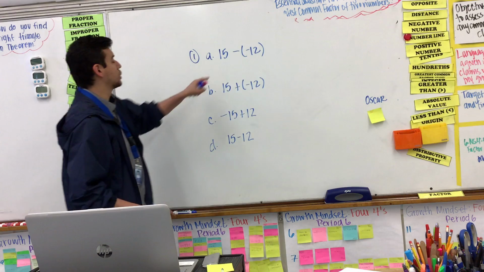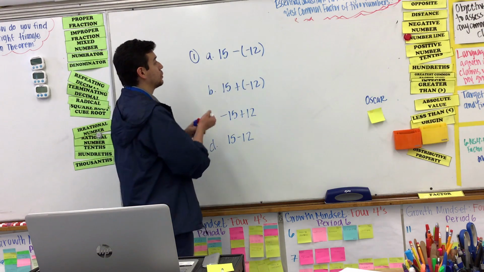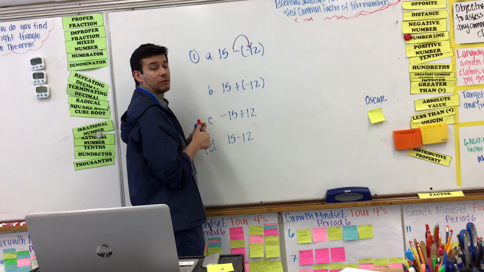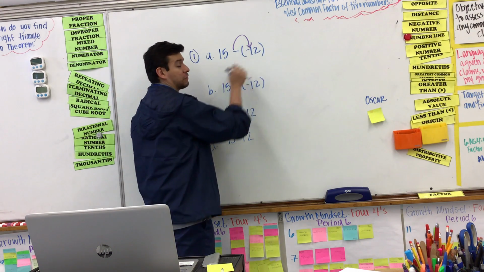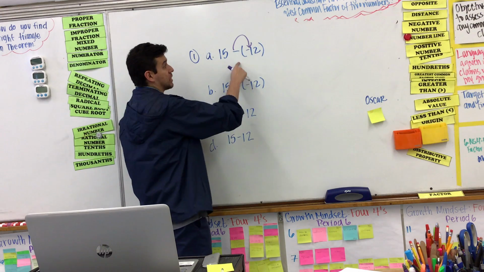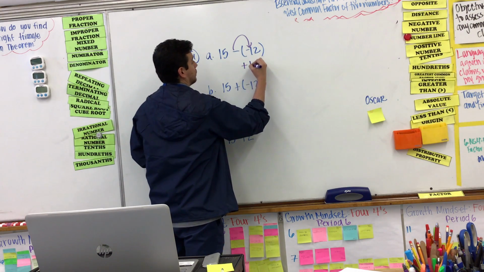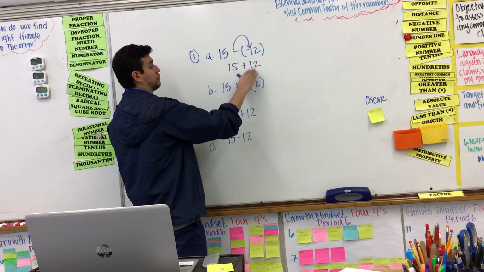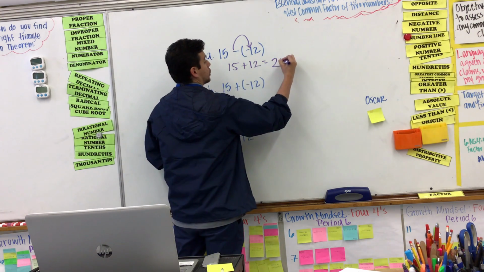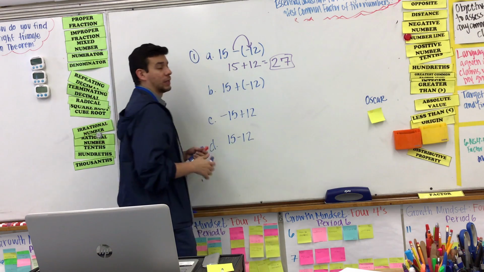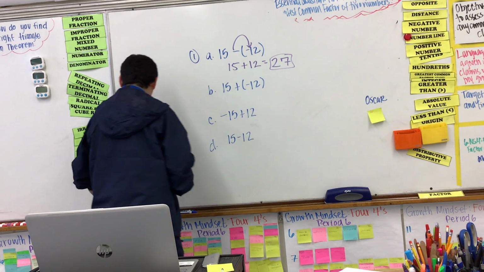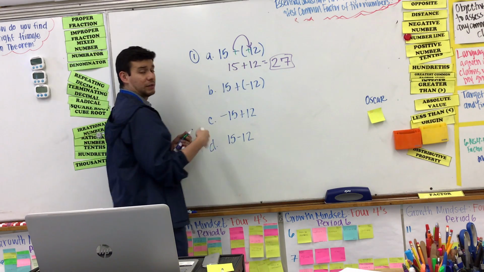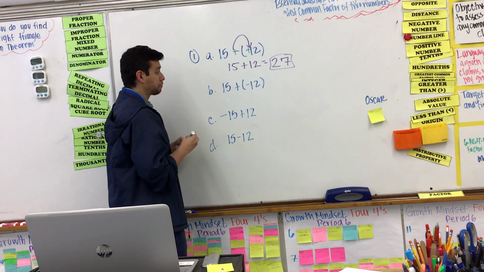So let's go ahead and do this one. This negative means the opposite of what's inside. So what's the opposite of a negative 12? The opposite of a negative is a positive. And then you bring down the 15. 15 plus 12 will then be 27. Some of you probably learned it in 7th grade that a negative then becomes a positive and a positive. That's another way you could think about it.